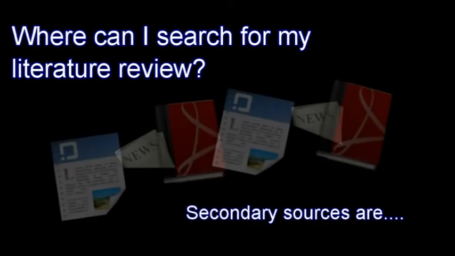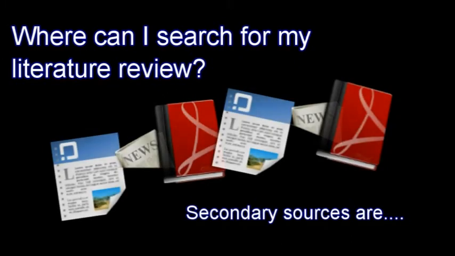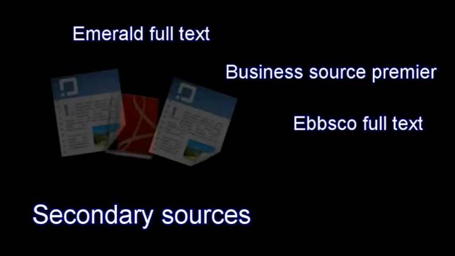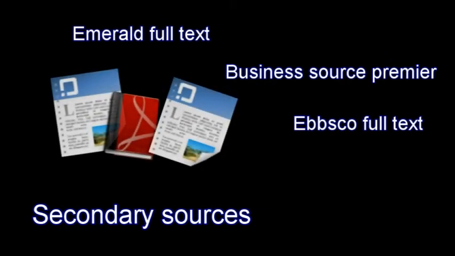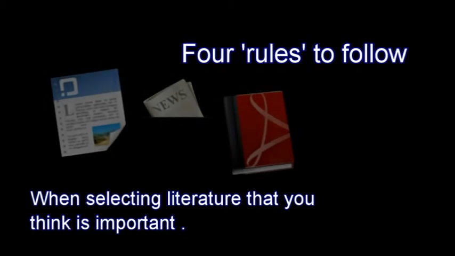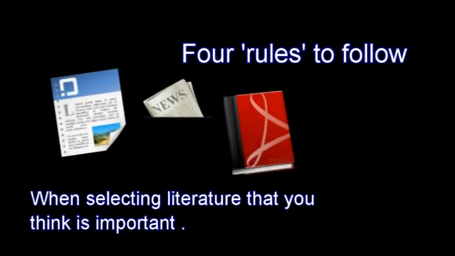In terms of identifying sources of information for your literature, there are a number of secondary sources that are available for students to access journal articles, the most popular being Emerald Full Text, Business Source Premier, and EBSCO Full Text. When selecting an article from any one of these academic databases, we recommend that you observe the following 4 rules.